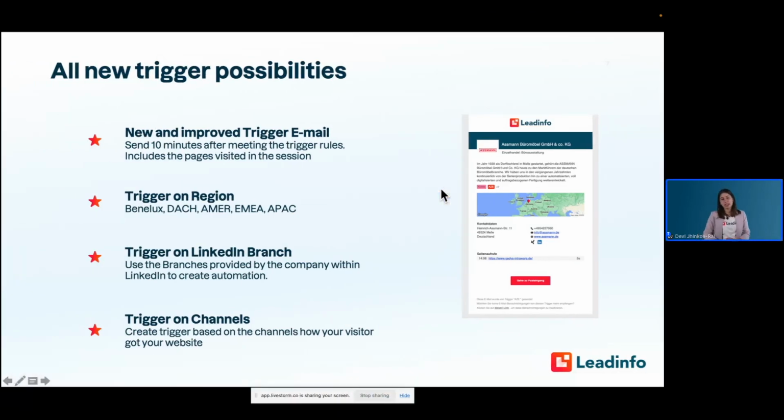Well, last but not least, the trigger on channels. There are a lot of different ways that companies can get access to your website. They can search organically via, for example, Google or Bing, but they can also do it via Google advertisement or any of your social networks. The way a company visited your website is now possible to see in the page views, but now there is also an option to trigger on it.